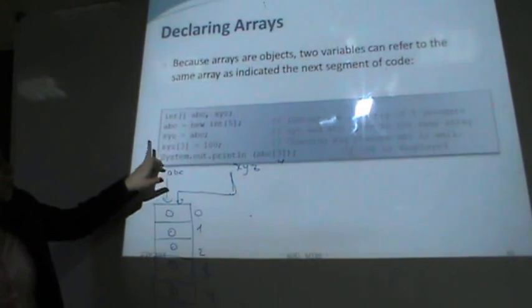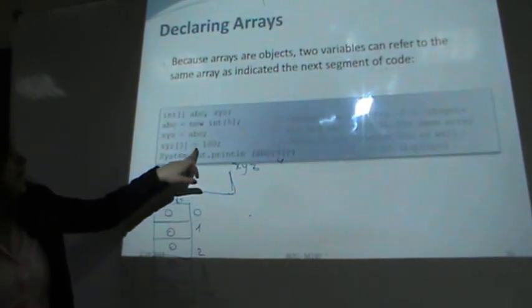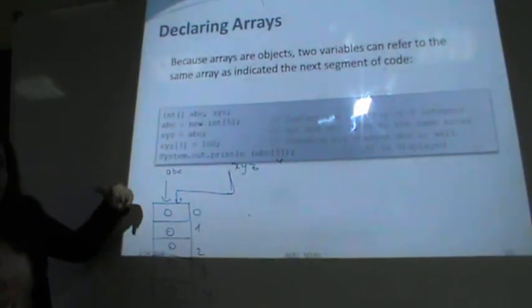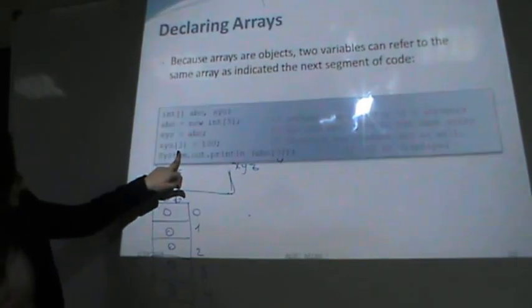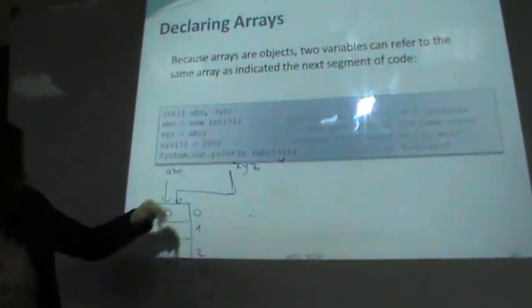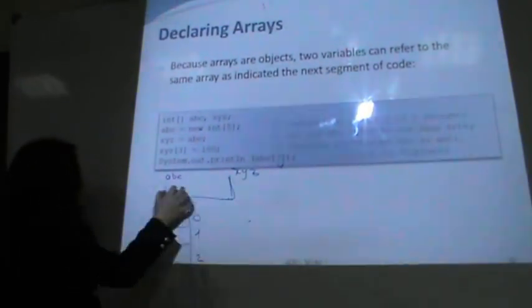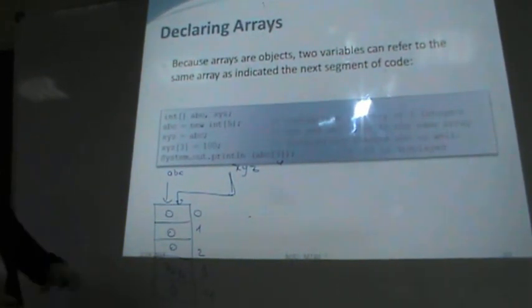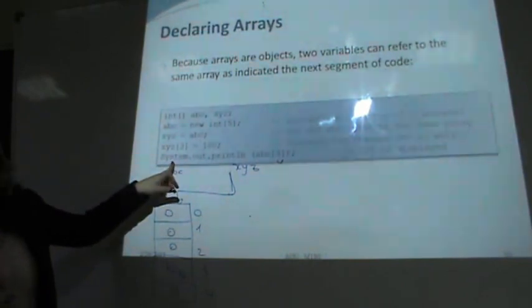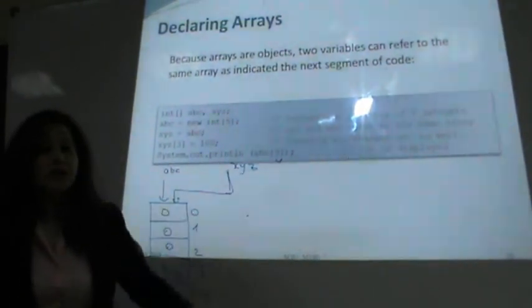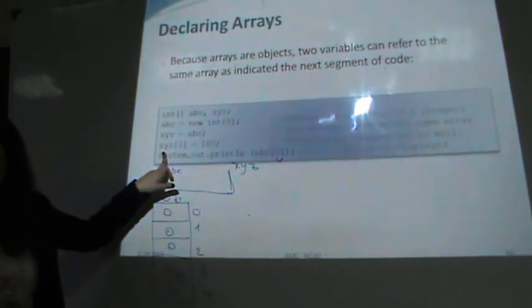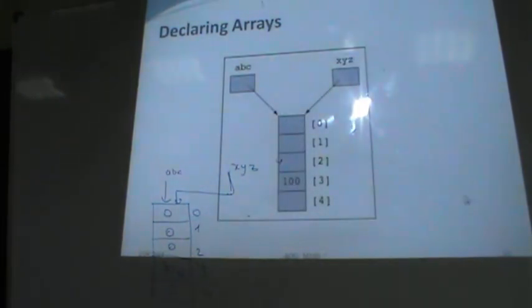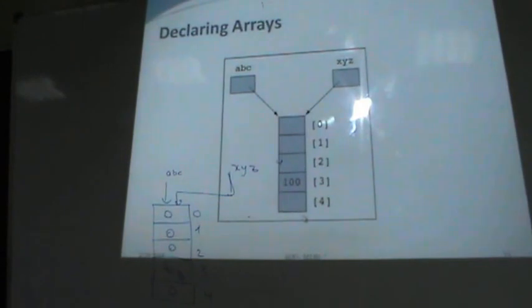Okay? For example, if I say XYZ of 3 equals 100, what does this mean? Okay? This is the graphical representation of the example.